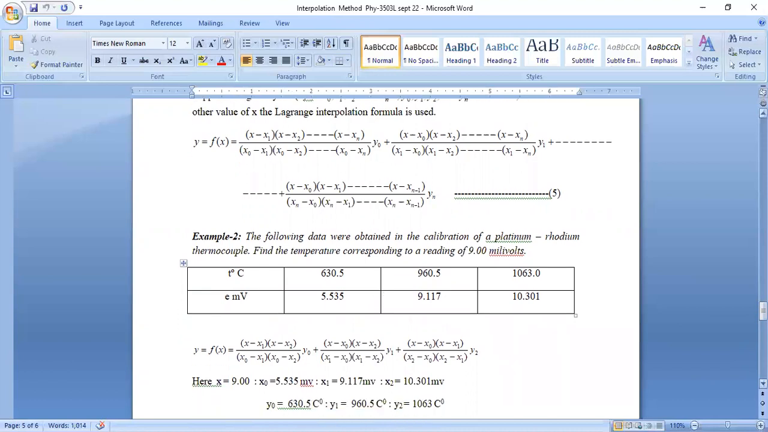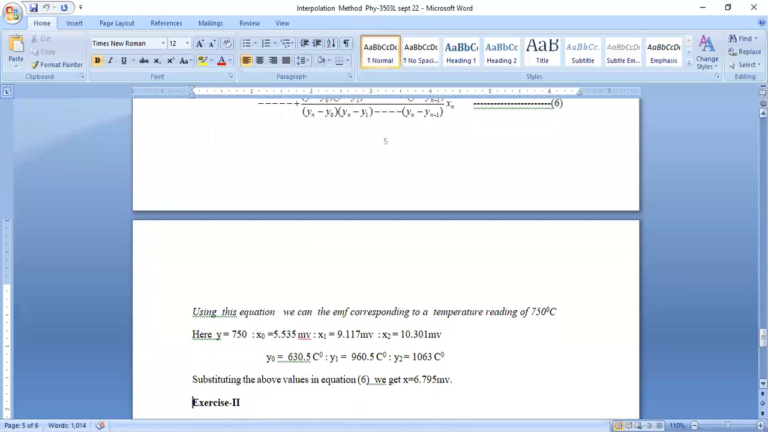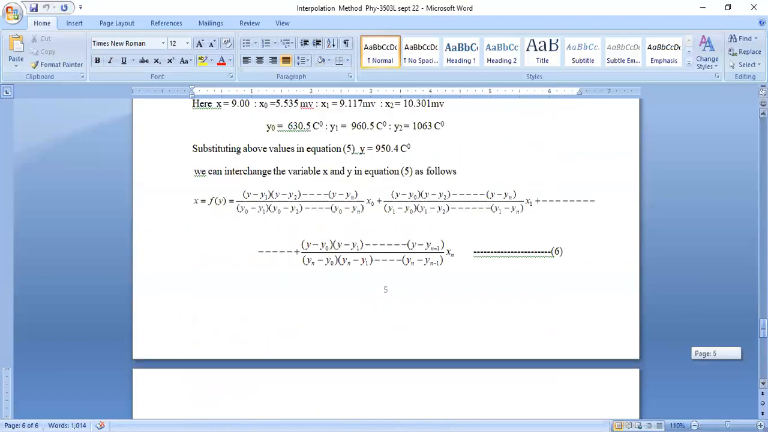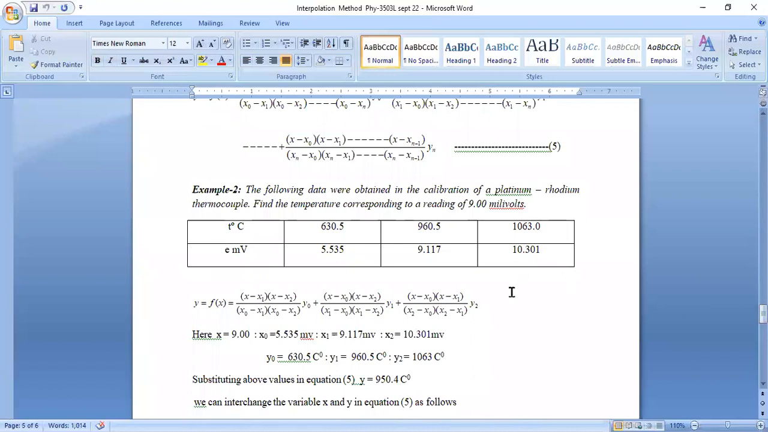you also have to solve the exercise which is given to you. You are given the values of x as well as f(x). X and y are given; y is a function of x. You are given values of x and y, and you evaluate f of 9. When x is equal to 9, you find y. F of 9 is y, using the Lagrange formula. So use the Lagrange formula and find the value.